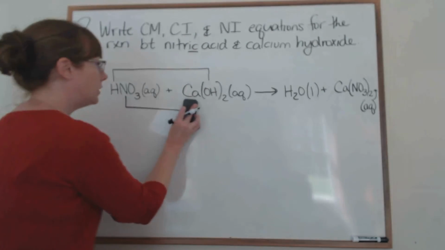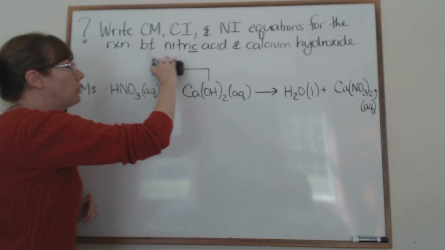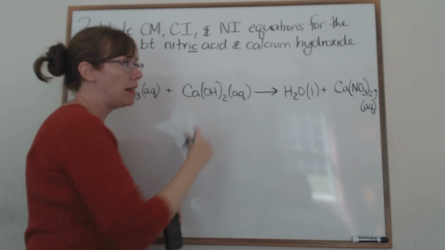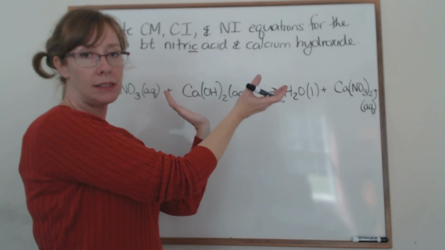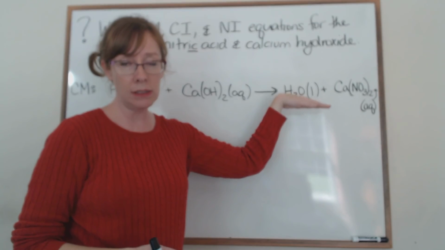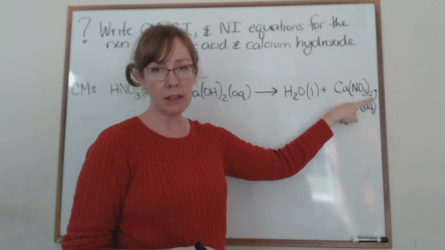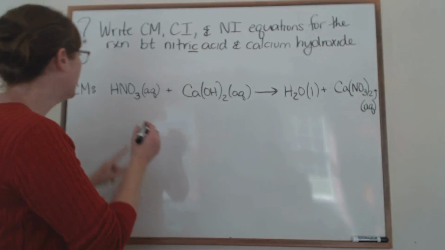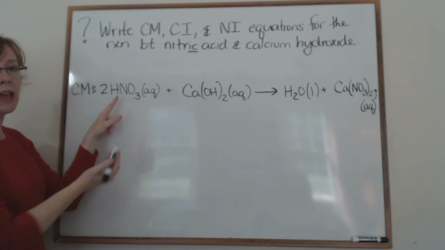I'm going to erase this just to clean it up a little bit. Then don't ever forget, you have to balance your equations. You can never present an unbalanced equation. Only once you have your species in place and they're the correct formulas, then you balance it. By the way, these are very easy to balance. 2 nitrates, I see that right away. I can get 2 nitrates by coming over here. 2 nitrates.